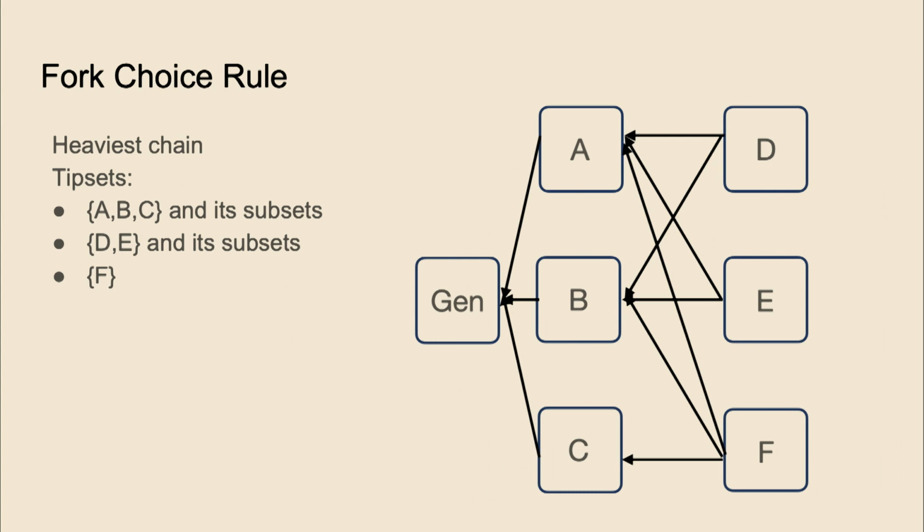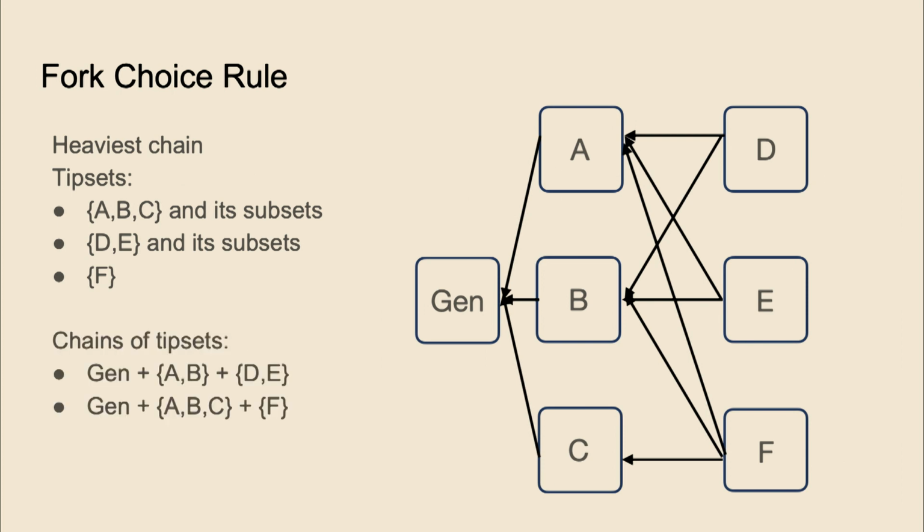In this DAG we have a lot of tip sets. For example, the blocks A, B, C, and actually all its subsets, will form a tip set. And block D and block E will also form a tip set because they both have block A and block B as the parent blocks. At the same time, block F itself will be a tip set because the parent of block F is the tip set ABC. So you can find two chains of tip sets in this DAG. The first one starts with the genesis block, then in the first epoch we have block A and block B, and then in the second epoch we have block D and block E.